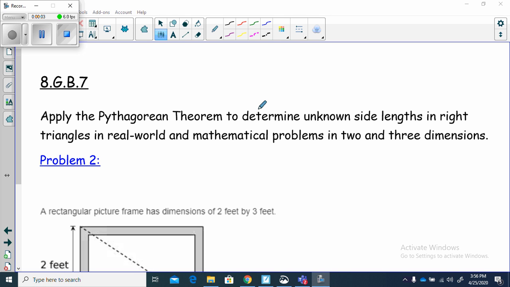This is problem 2 of standard 8GB7, where we're going to apply the Pythagorean theorem to determine unknown side lengths in right triangles in real world and mathematical problems. In this case, it's a two-dimensional figure.